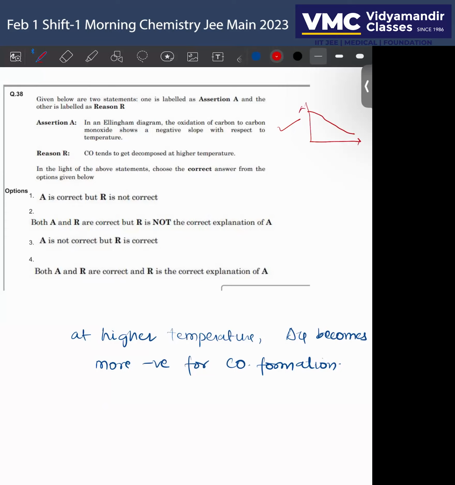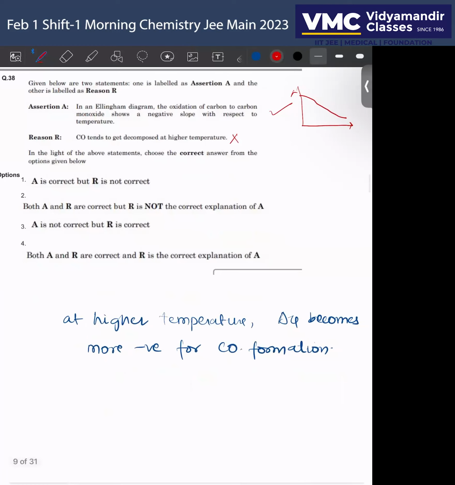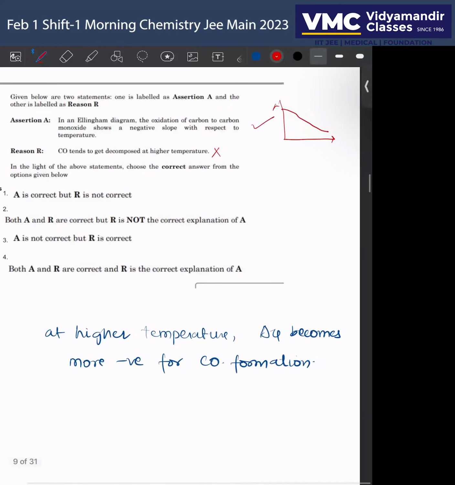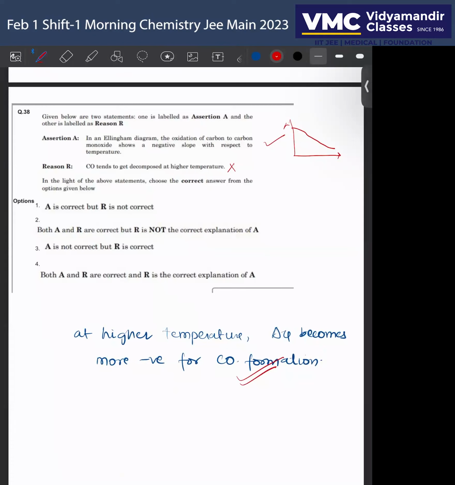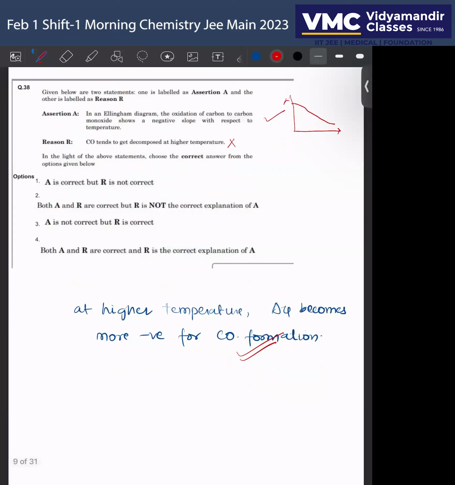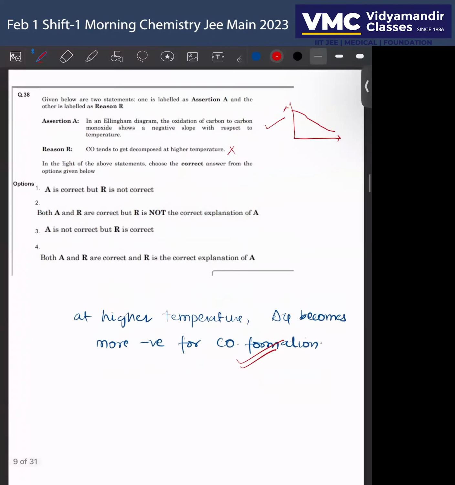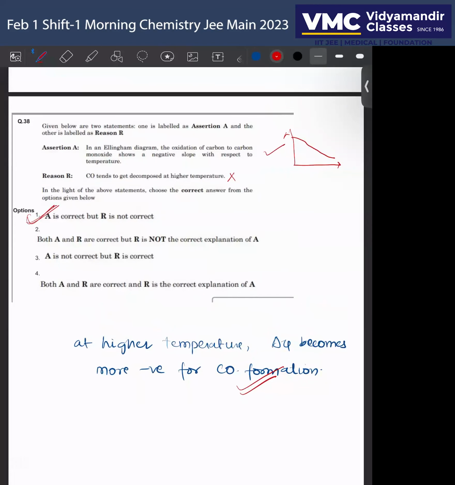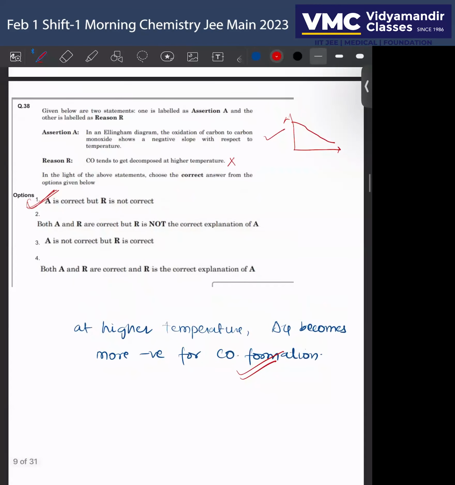Like this, which is correct. And CO2 gets decomposed at high temperature. See, the reason is not correct because the decreasing slope says that at higher temperature, delta G becomes more and more negative, and hence supports the formation of carbon monoxide. It does not support the decomposition of carbon monoxide. So the assertion is correct and the reason is not correct. So option number 1 will match. A is correct, but R is not correct.